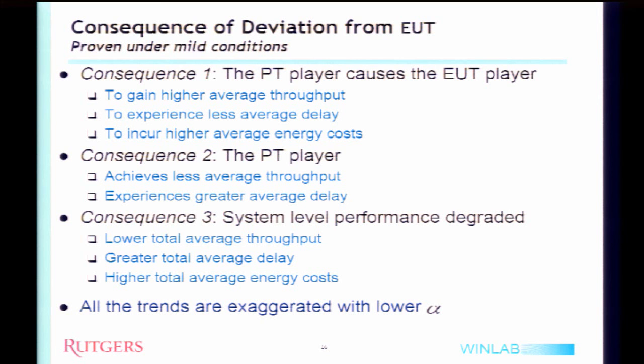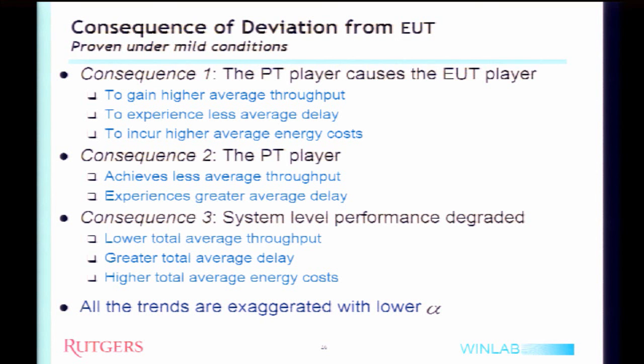Consequence three is about system-level performance degradation. The heterogeneous game, due to the introduction of the PT player, achieves lower total average throughput, greater total average delay, and also incurs higher total energy cost. And all these consequences are exaggerated with a lower alpha, which means that when the PT player deviates more from EUT, these trends are exaggerated.